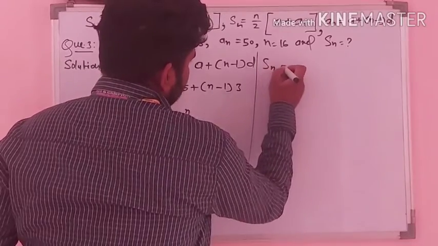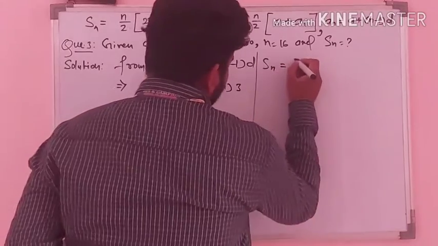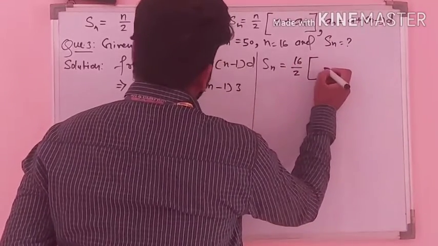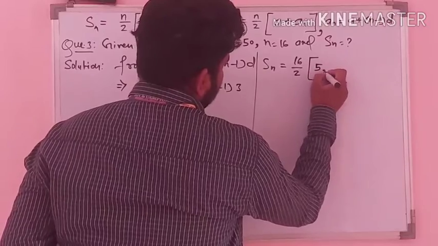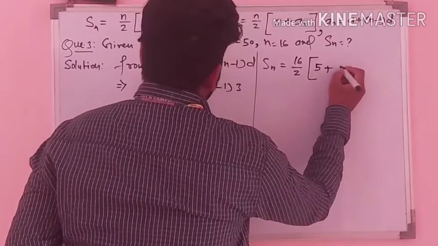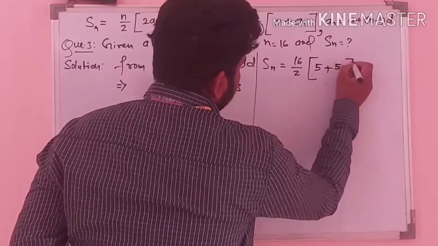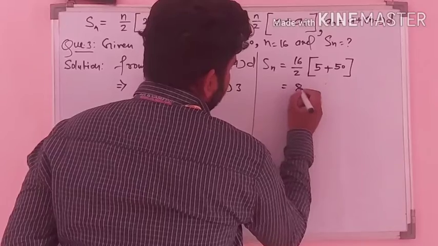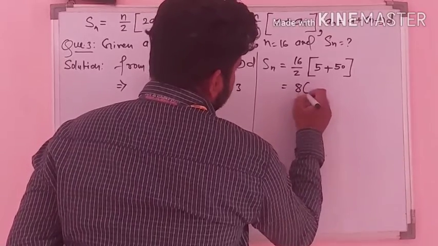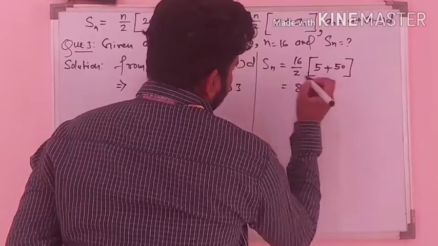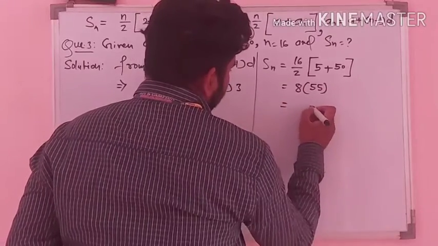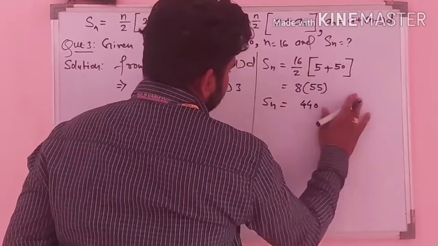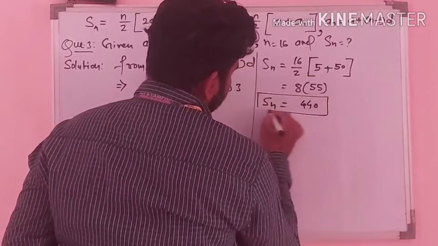So let's see. Sn is equal to n by 2. n is 16 by 2, and a is 5 plus an is 50. Okay, so this one is 8 times 55. Okay, so 8 fives are 40, 44. Sn is equal to 440. This is our answer.